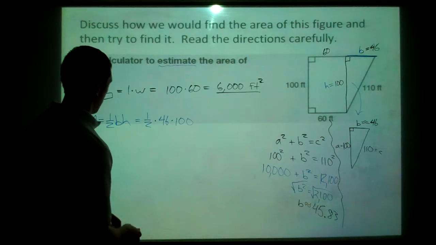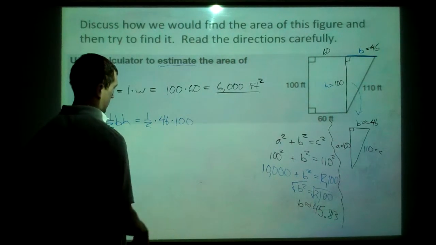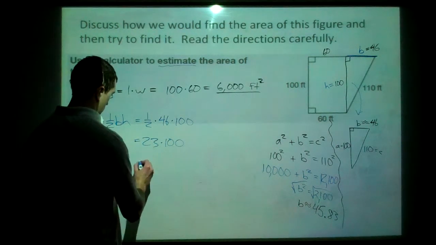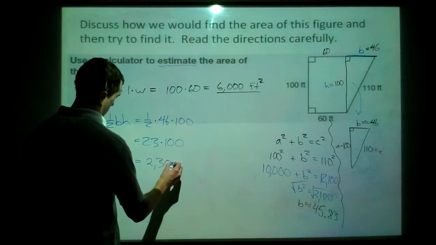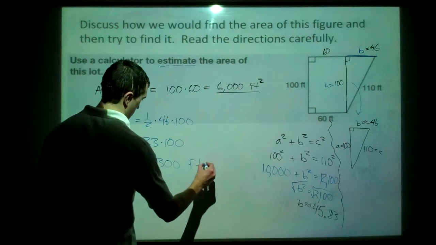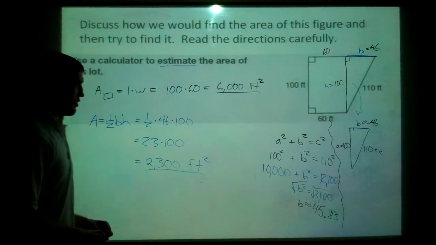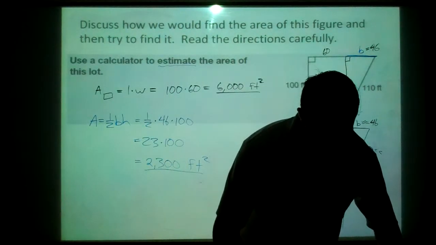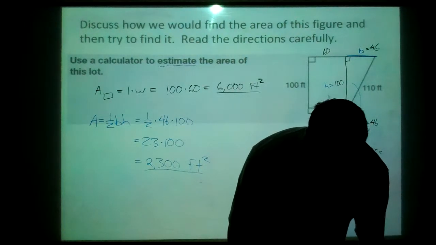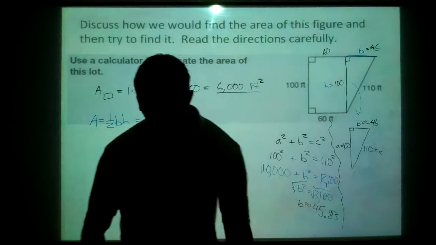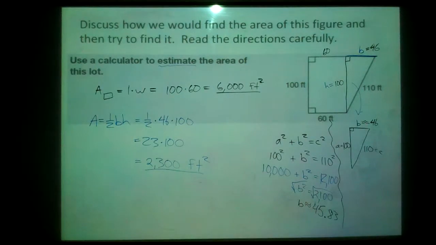Half of 46 is 23, times 100 equals 2,300. This will be feet squared. If we add this with the rectangle's 6,000, we should get our answer, 8,300 feet squared. Let's make sure we got that correct. I've got my book right here. Yep, we are correct: 8,300 feet squared. So, a problem that takes a lot of work just to find one piece in order to get the whole thing.